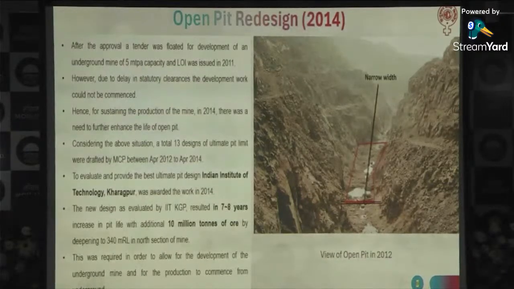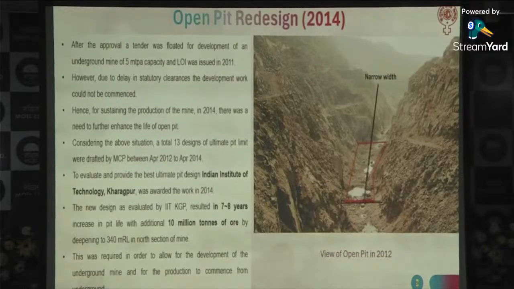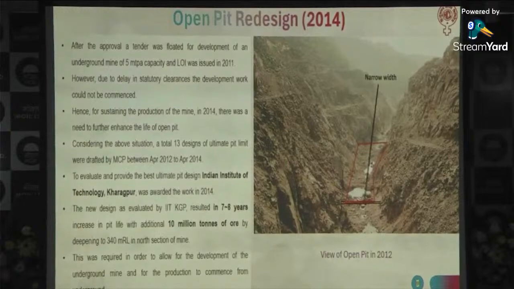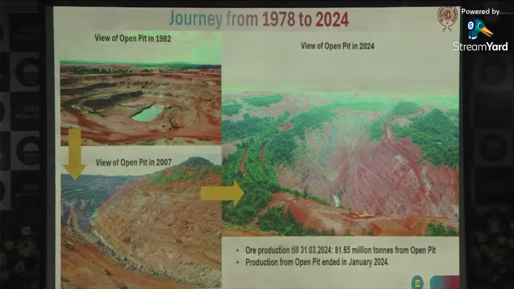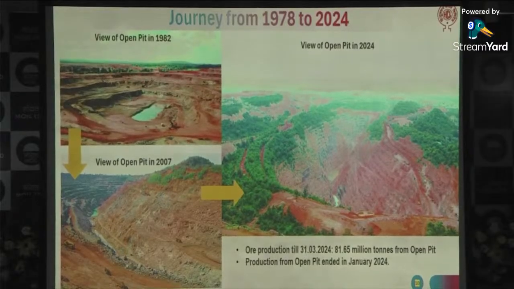So we had to again go back to the drawing table and find out how we can sustain the production. That is when we roped in Indian Institute of Technology, Kharagpur, and several designs, ultimate pit designs, were made, and another 10 million tons was added, with the plan to at least continue the production from open cast till the time underground development and production is started. These are some of the pictures of the open cast mine, how it was in 82, then 2007, and the present pit.